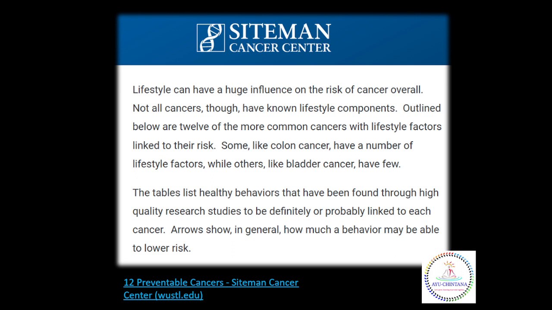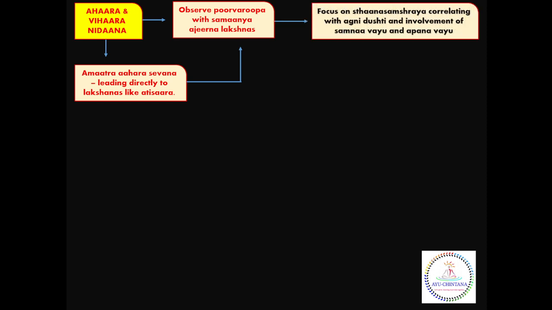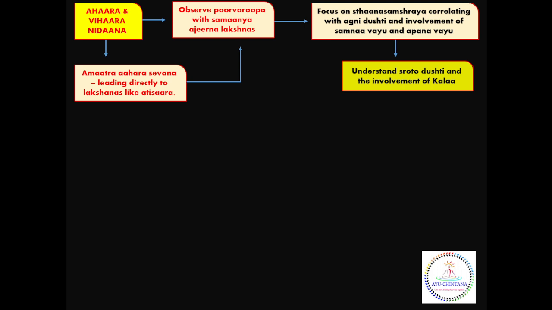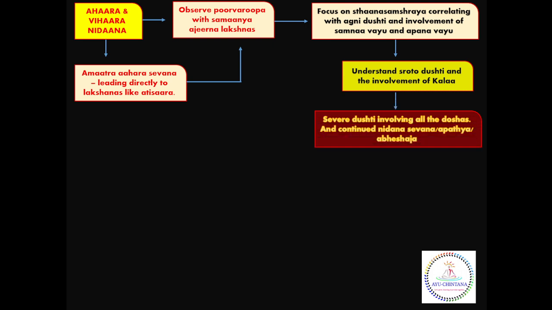So finally, I'll try to give you a complete picture of our understanding till now. Let's try following and improvising this as a diagnostic tool. What I am to say here at the end point is: Ahara and Vihara Nidana. Observe the Purva Rupa with the Samanya Ajirana Lakshanas. And one more is from Amatra Ahara Sevana leading directly to Lakshanas like Atisara. These two together, then focus on the Sthana Samshraya correlating with the Agni Dushti and involvement of Samana Vayu and Apana Vayu. Understand the Sroto Dushti and the involvement of Kala. Severe Dushti involving all the doshas, and further the continued Nidana Sevana or Apatya or Abheshaja.